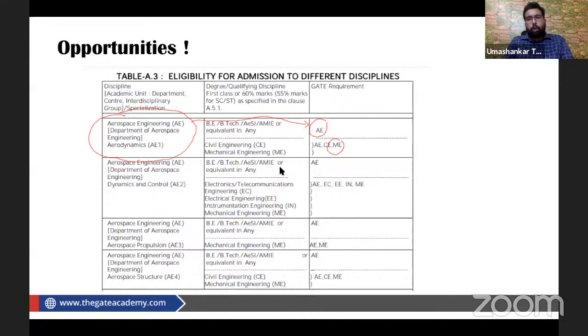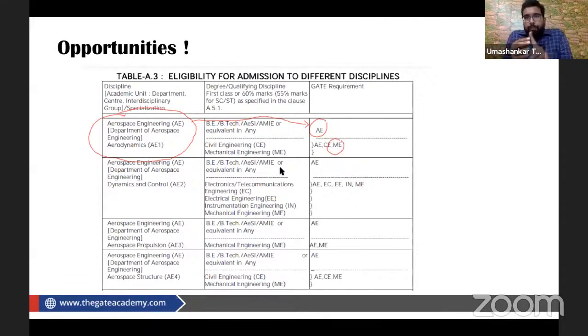Now, try to understand this. You are filling your primary paper as mechanical engineering. If you got a good score in that paper, nothing can be better than that, because as you can see, in aerospace engineering you can even take admission by writing your GATE paper in the mechanical engineering branch.